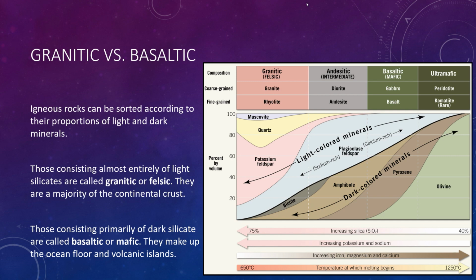So here we're looking at the third column where we have basaltic. These are mostly dark minerals now, at least 45%, and so they're darker in color. Because of their high iron content, they're darker and denser than granitic rocks. Rocks of basaltic composition include basalt and gabbro. They make up the ocean floor as well as many of the volcanic islands located within ocean basins.